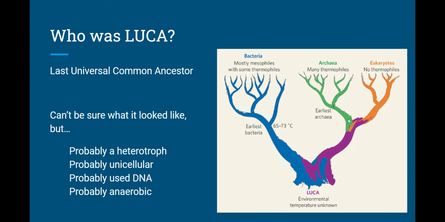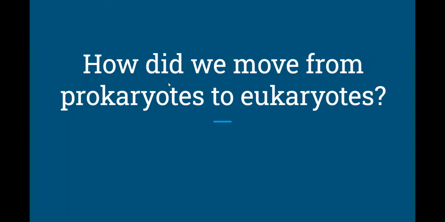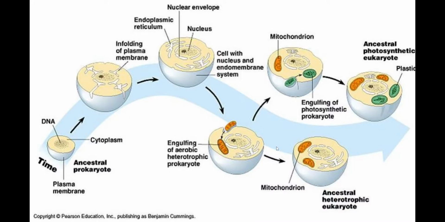And probably there was a branching point where something stayed archaea, and then something gained the ability to have organelles to become eukaryotes. So eukaryotes, again, are protists, plants, fungi, and animals. And how did we make this leap? How did we move from prokaryotes to eukaryotes? We know that size is an issue. How did we overcome that? Well, through organelles.